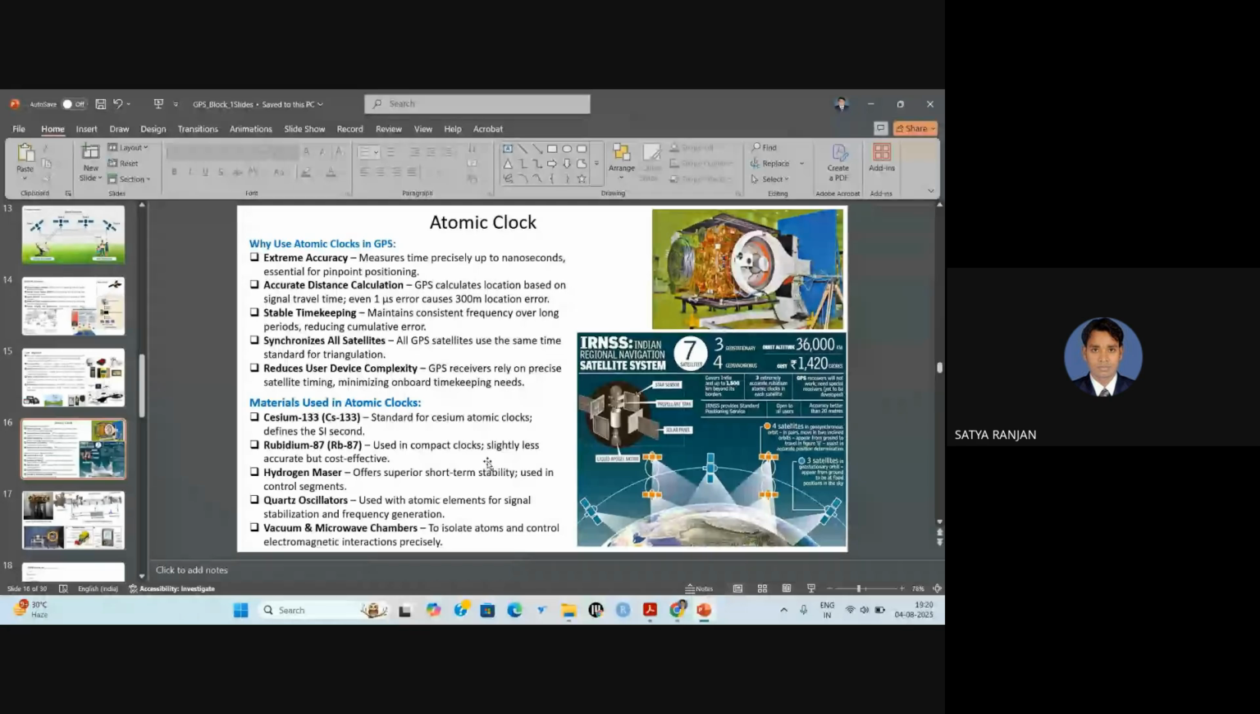Then the material used in the atomic clock. So various atomic clocks are there. One is cesium 133. There is a standard for the cesium atomic clock, defined as the SI second.